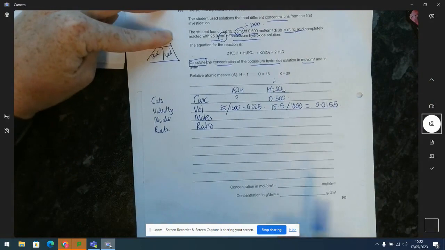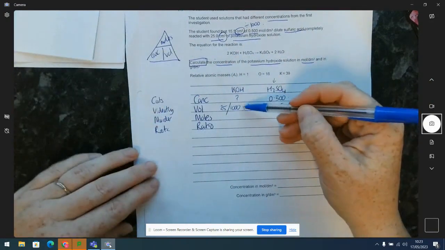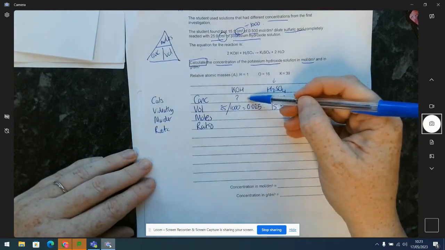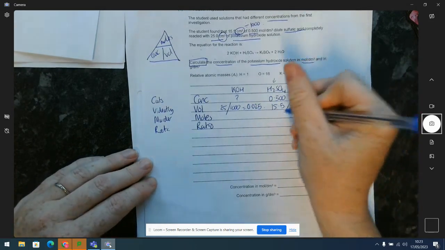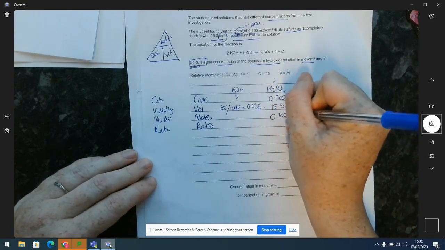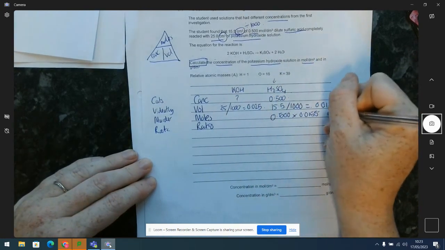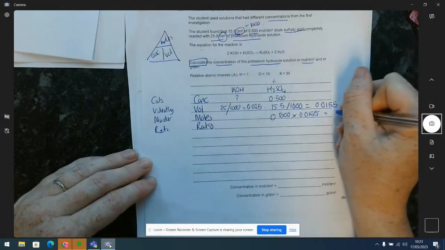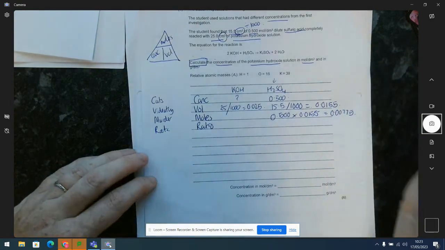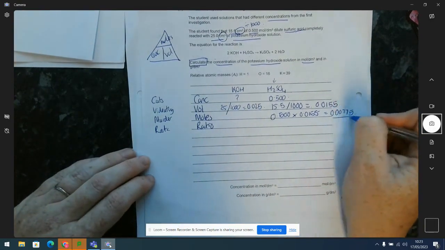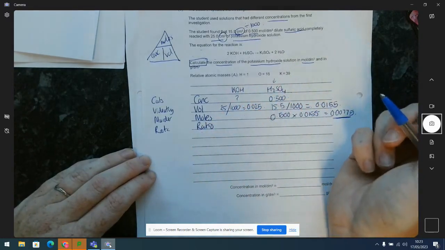So from the equation, to do moles, I do concentration times by volume. Now look at potassium hydroxide. I've only got a volume, so therefore I can't work out the moles for that. Over here, I've got my concentration and I've got my volume. So I'm going to do 0.500 times by 0.0155. And that's going to give me a value of 0.00775, I think, is what it gives me. So that's my moles. Now I go down to ratio in order to work out the moles of potassium hydroxide.